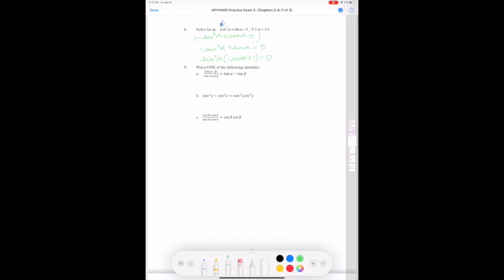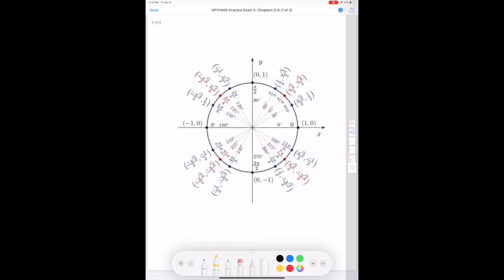I then use the zero factor property, set each of these equal to 0. Sine of alpha equals 0. So where does sine equal 0? Well, that's when alpha is 0 or pi, right? That's where we've got sine equal to 0. So those are our first two answers.